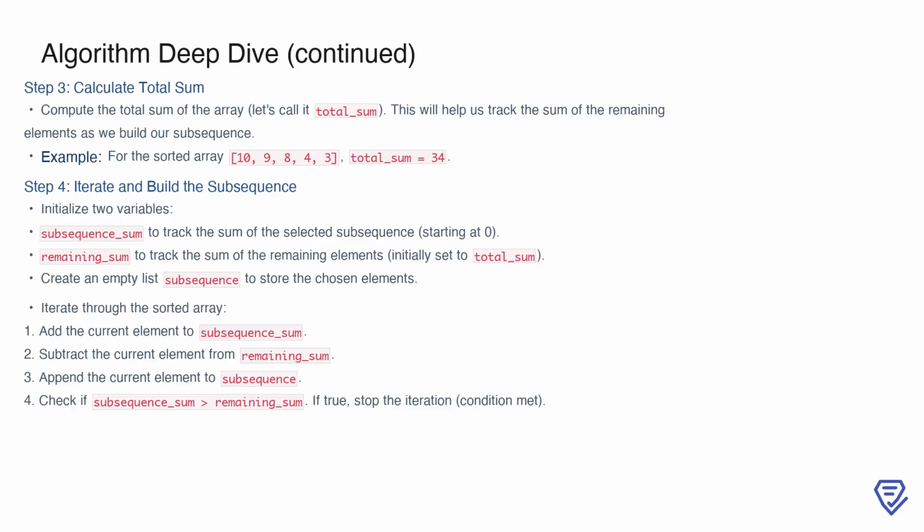Then, we iterate through the sorted array. For each element, we add it to subsequence_sum, subtract it from remaining_sum, and append it to the subsequence list. After each addition, we check if the subsequence_sum has become strictly greater than remaining_sum. If this condition is satisfied, we stop iterating. This ensures that we only take as many elements as necessary to meet the problem's requirements.